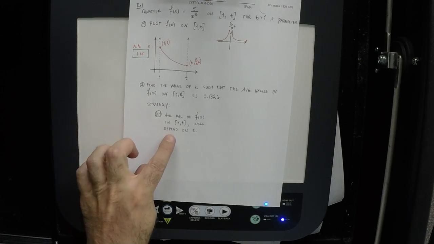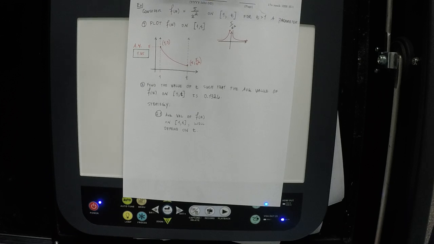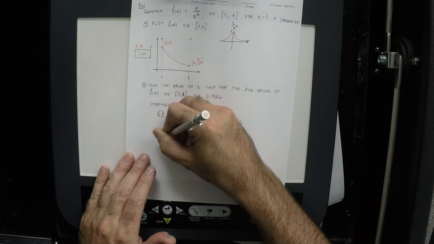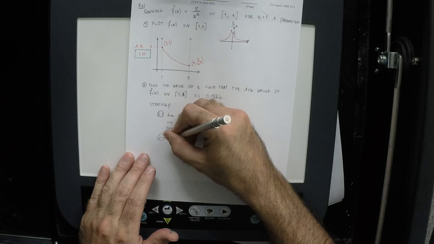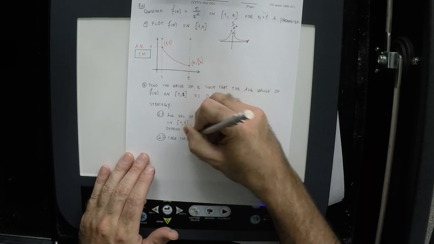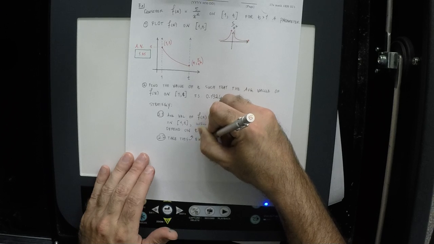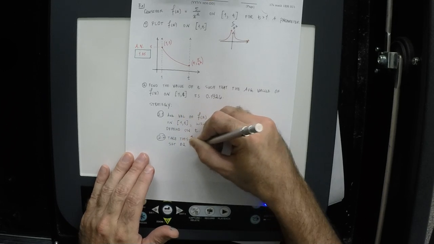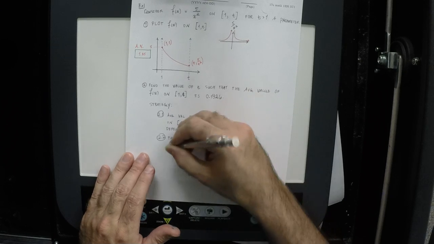Supposing that we have calculated the average value, no more calculus will be necessary after that. We'll need calculus to compute the average value, but to finish out the problem, we won't need calculus. What will we need? From here, we'll take this expression, set it equal to 0.1326 and solve for t.